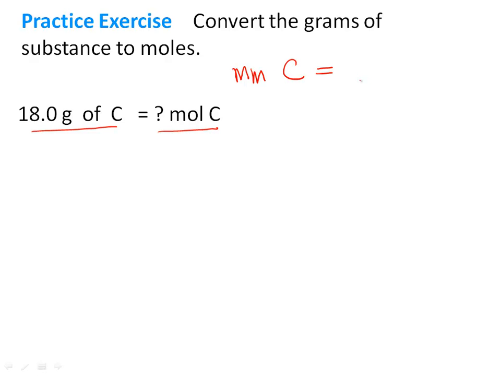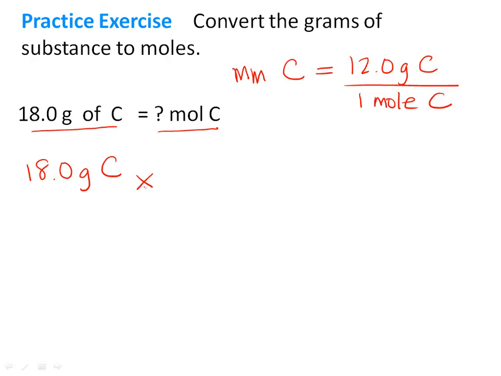So we look on our periodic table, and the mass of carbon is 12.0. So our molar mass is 12.0 grams of carbon over 1 mole of carbon. So we always start with what we're given. We're given 18.0 grams of carbon. We want to convert it to moles. So we need grams in the denominator. So we're going to write this as 12.0 grams of carbon over 1 mole of carbon.